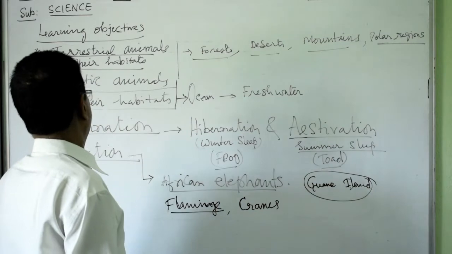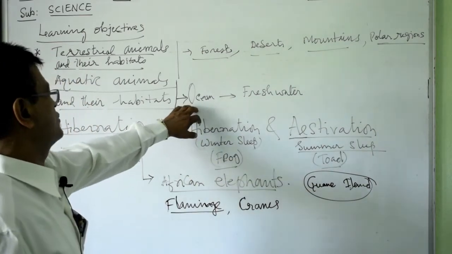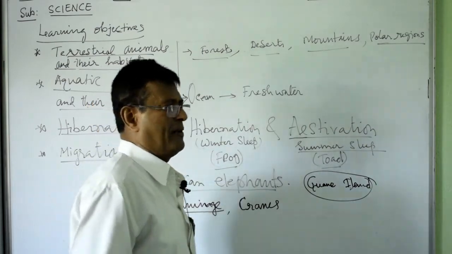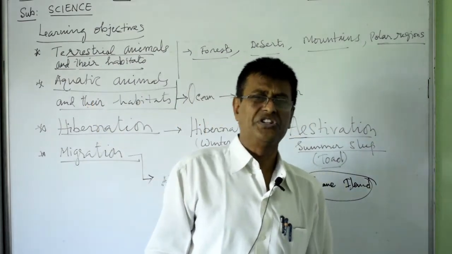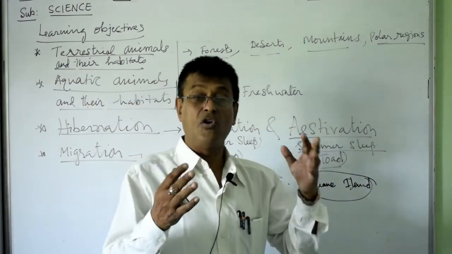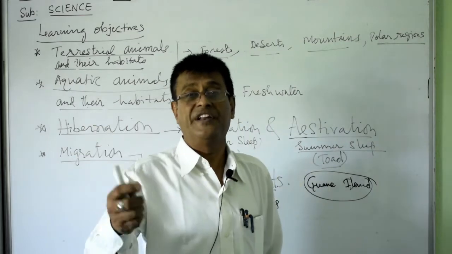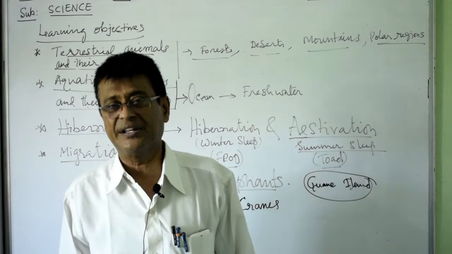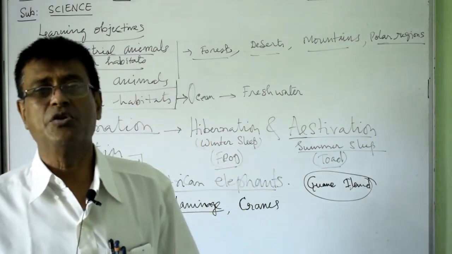Well, we come to the ocean type of habitat and the freshwater habitat. There are so many animals which, if we discuss, we can go on and on. It will never finish even in one life. So there are several animals, and we can just go through them.